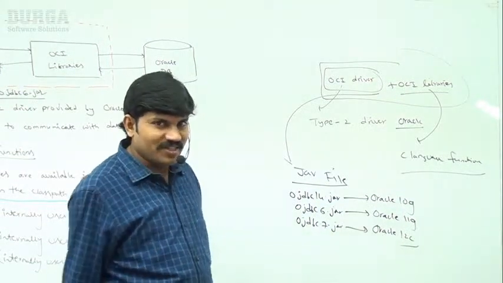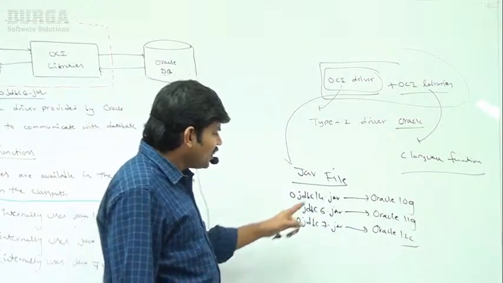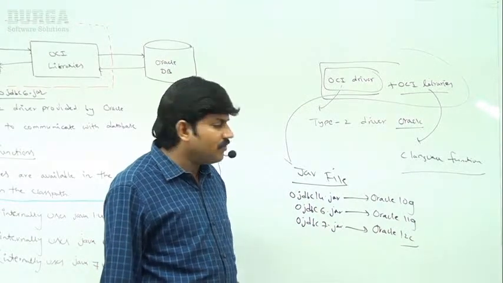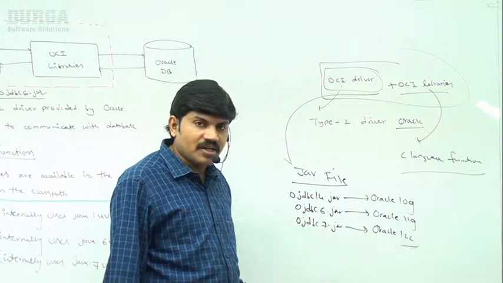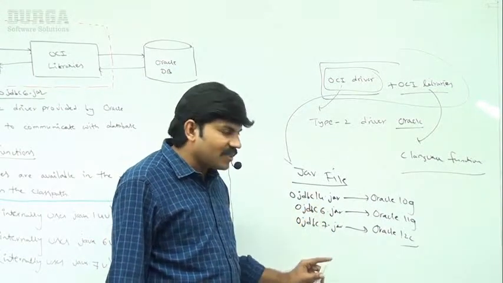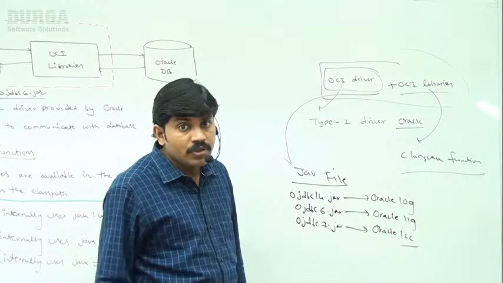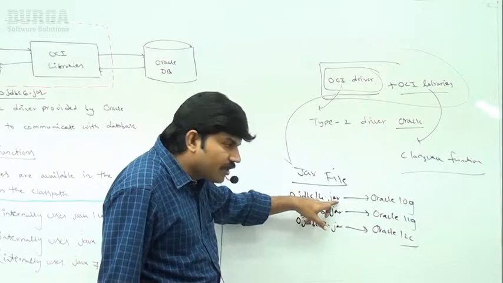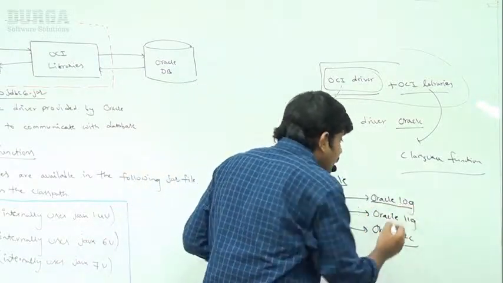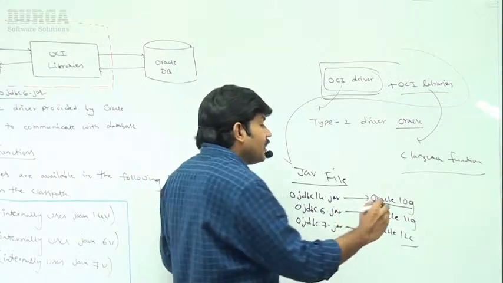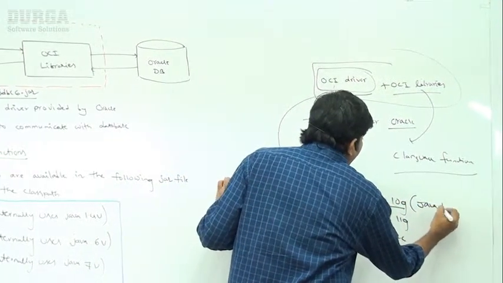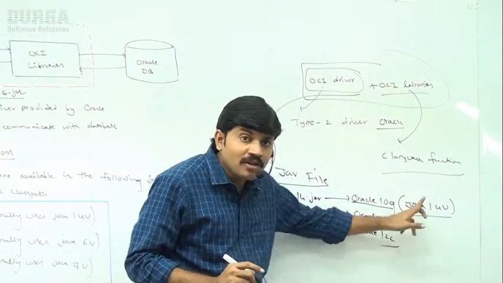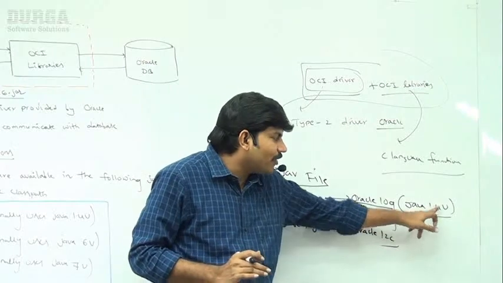But I have one small doubt, sir. My doubt is, what is this 14, 6, 7? Is it random numbers? OJDBC14.jar, OJDBC6.jar, OJDBC7, 14, 6, 7, is it random numbers? No, there is some significance there. What is that significance? OJDBC14.jar we are using for Oracle 10G. Oracle 10G internally uses Java 1.4 version. Oracle 10G internally uses what? Java 1.4 version. So 1.4, 14.